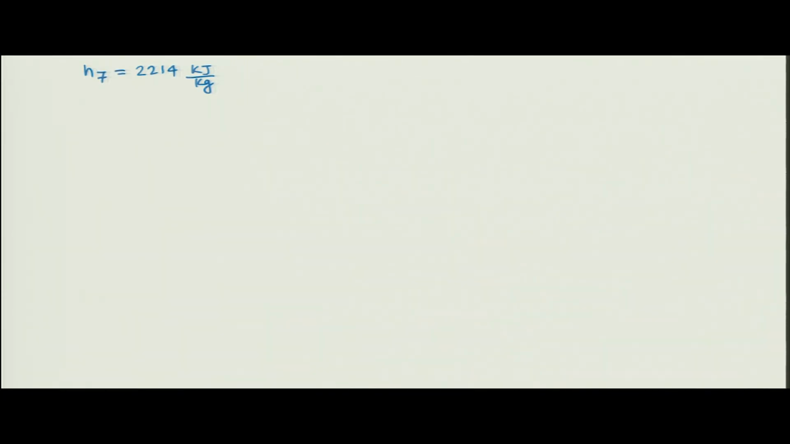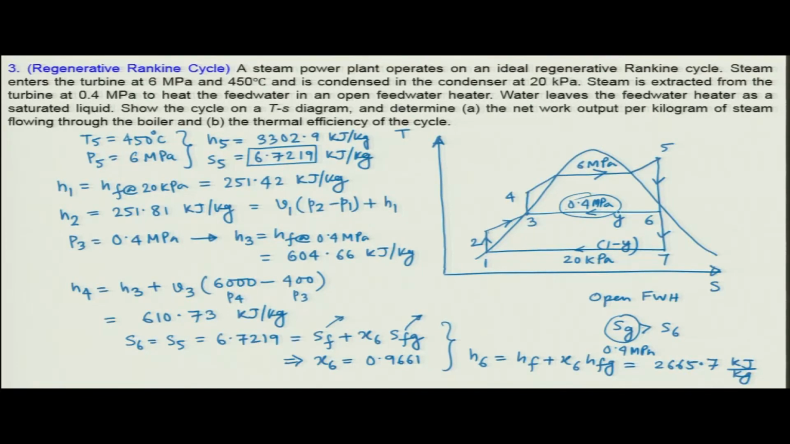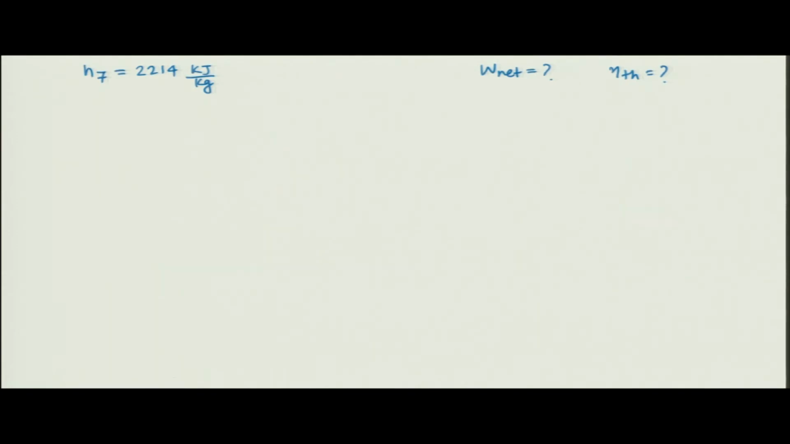Okay. Now, what are the questions that we have to answer? The net work output per kilogram of steam flowing through the boiler. So, basically the specific work output of this. Okay. And basically W net, and we have to calculate the thermal efficiency of the cycle. Okay. So, what is remaining is the energy balance across the feed water heater, because unless we know how much steam is bled, we cannot calculate the net work output and the efficiency of the cycle. So, we have to do an energy balance across the feed water heater.